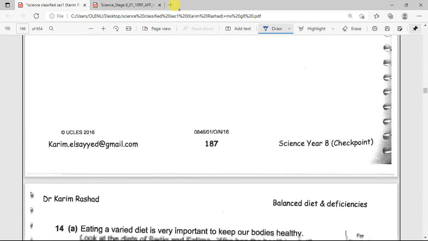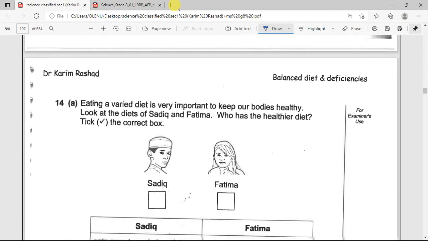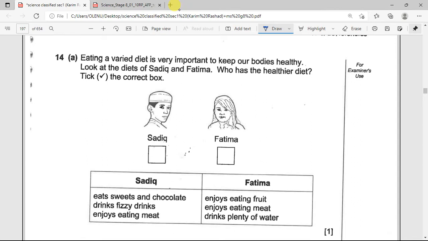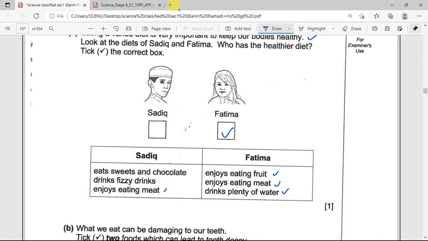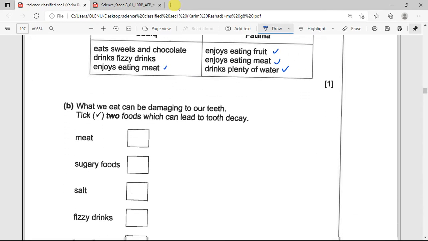Now, the next question: eating a varied diet is very important to keep our body healthy. Look at the diet of Sadiq and Fatima. Who has a healthier diet? Sadiq eats sweets and chocolate, drinks fizzy drinks, and enjoys eating meat, while Fatima eats fruit, enjoys eating meat, and drinks plenty of water. The person with the best diet should be Fatima because fruit is included, which will help in the process of digestion.